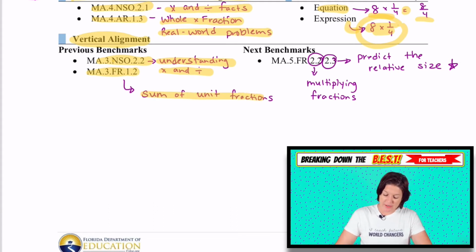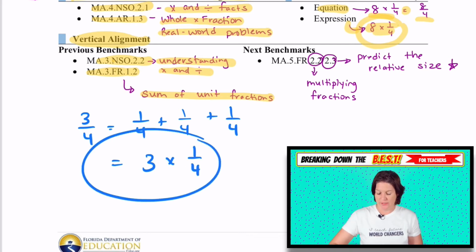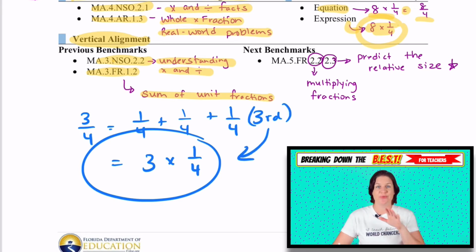3.FR.1.2 was the sum of unit fractions, repeatedly adding those same fractions. So when we had 3/4, we could change that into 1/4 plus 1/4 plus 1/4, which equals 3 times 1/4. Now this is new for fourth grade, but you can see this right here for third grade. You can see how it's going to connect to what we're about to do in fourth grade.